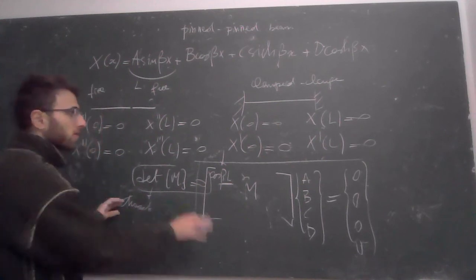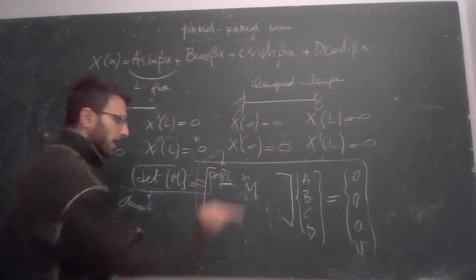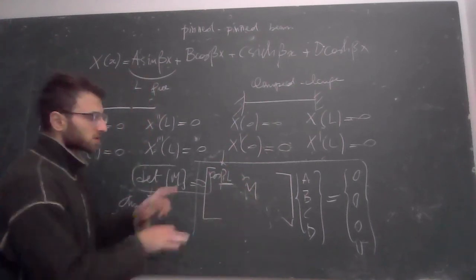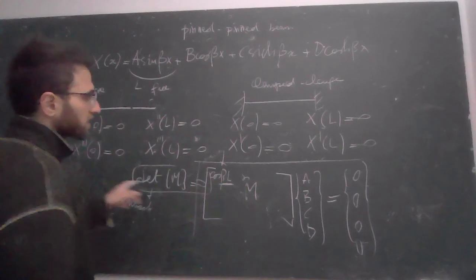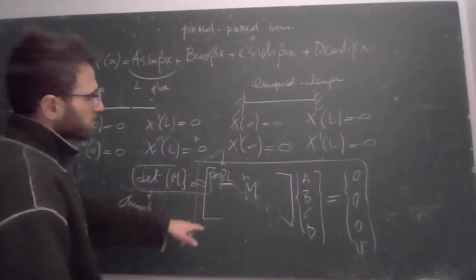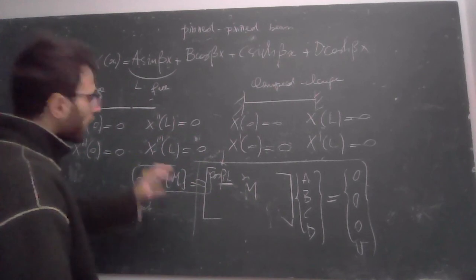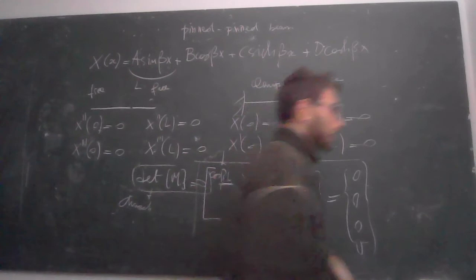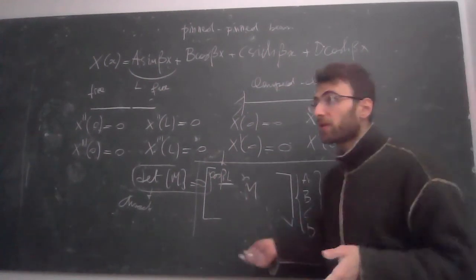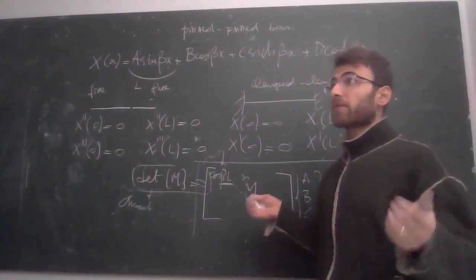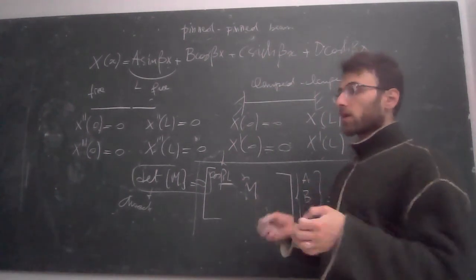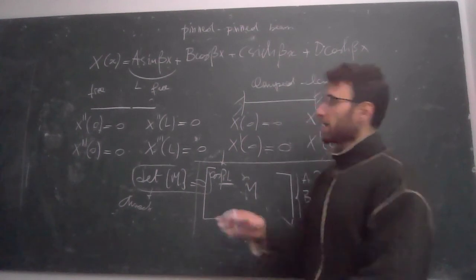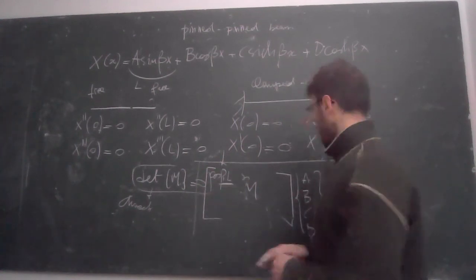The characteristic equation derives by setting the determinant of the coefficient matrix of the system of equations, which describes the boundary conditions of this problem, equal to 0. The determinant of M equal to 0 is called the characteristic equation. To solve it, you just need to solve it numerically, because there is not an analytical expression of the beta as in the pinned beam.